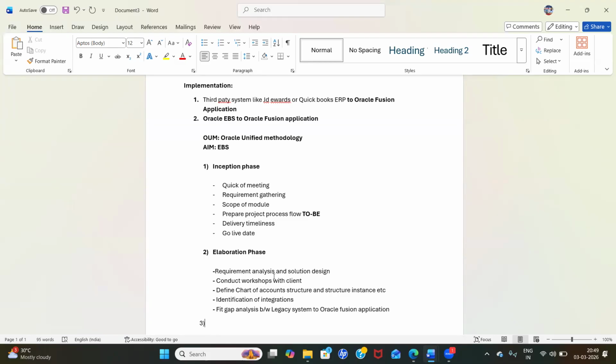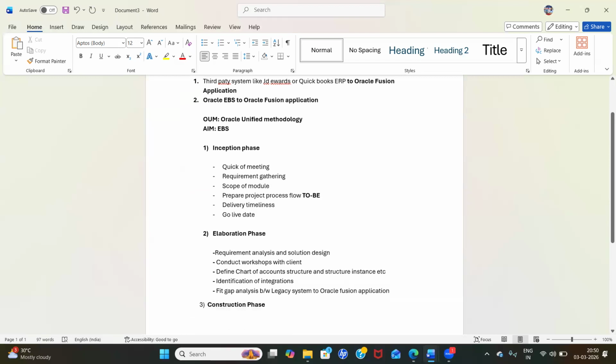Development means you are going to configure the modules, like how we have done the GL module configuration, the AP module, right? We have done a lot of setups. So those setups we are going to do as part of the third phase, the construction phase. So in the construction phase, we are going to have the configuration and development things.